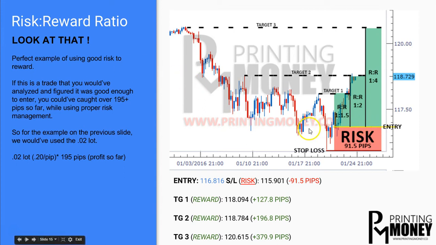This again was OANDA JPY 4 hour, and I actually screenshotted and added these pictures a few days ago, but now it went up a whole lot higher. So you could have well made over 195 pips so far while you were using the proper risk management.